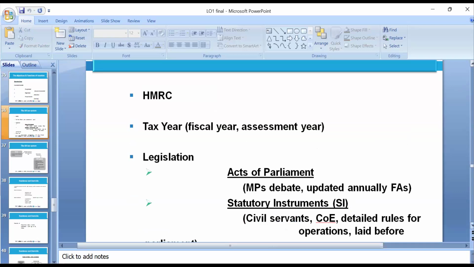So HMRC works on the fiscal year assessment. Legislation is an Act of Parliament, made by MPs and updated annually by the Finance Act. The Secretary issues statutory instruments, prepared by civil servants, with the rules and operation laid before Parliament.